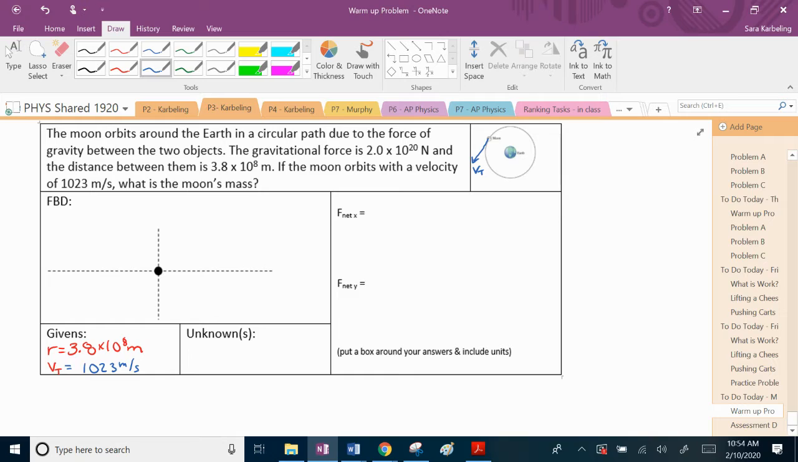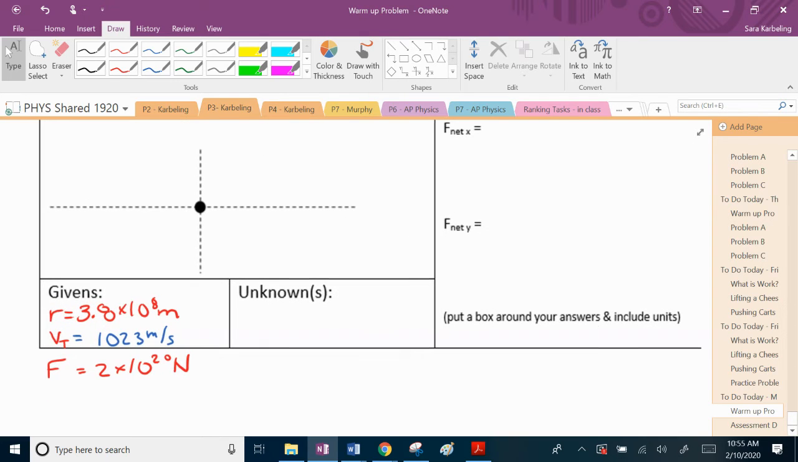All right. Any other givens that we know? Kaylee, you have one. The force is 2 times 10 to the 20th newtons. It's a big number. I don't want you to be scared, though, by the scientific notation. It's just so we don't have to write 20 zeros. That'd be a lot of zeros to write. Okay? All right. Any other givens that we know? The exponent is 20. Yes.